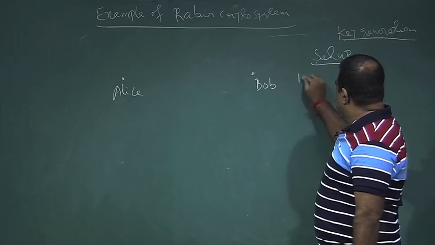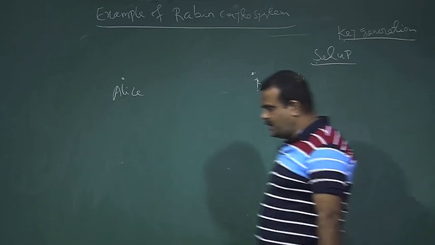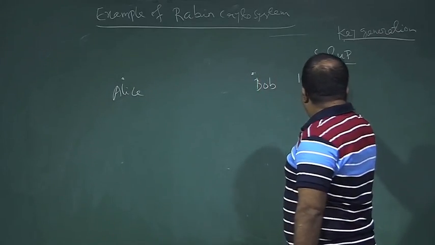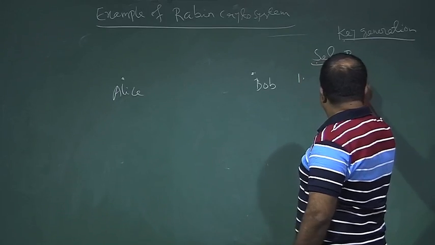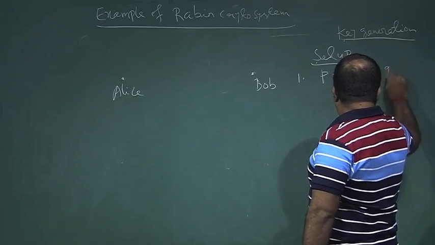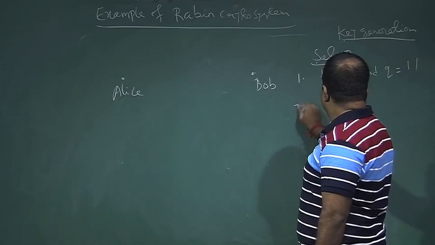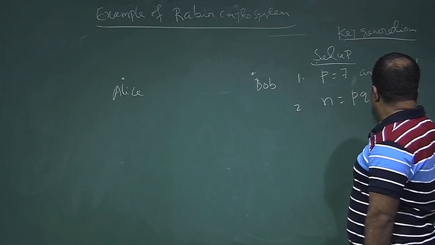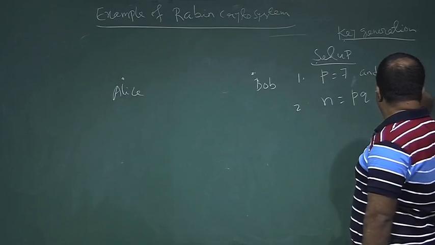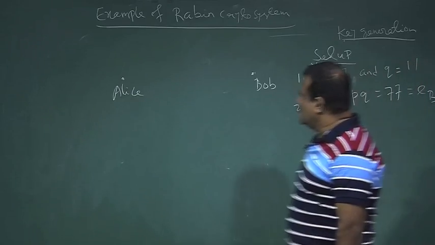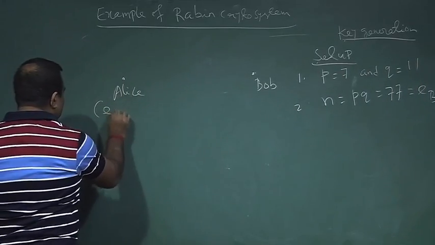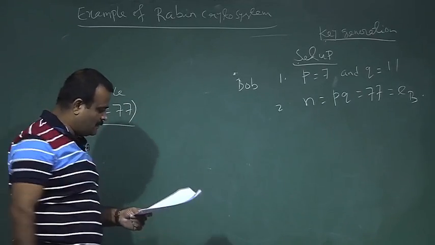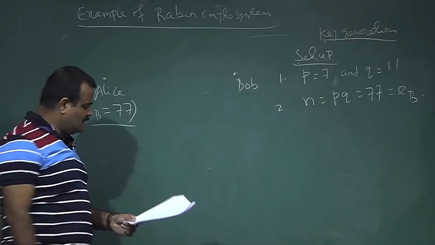In the setup phase we have to choose two primes, but they must be congruent to 3 mod 4. So let us take p equal to 7 and q equal to 11. Bob computes his public key, which is p times q, that is 77. This is EB, Bob's public key, and Bob makes it public. So this is the setup phase and it is done.